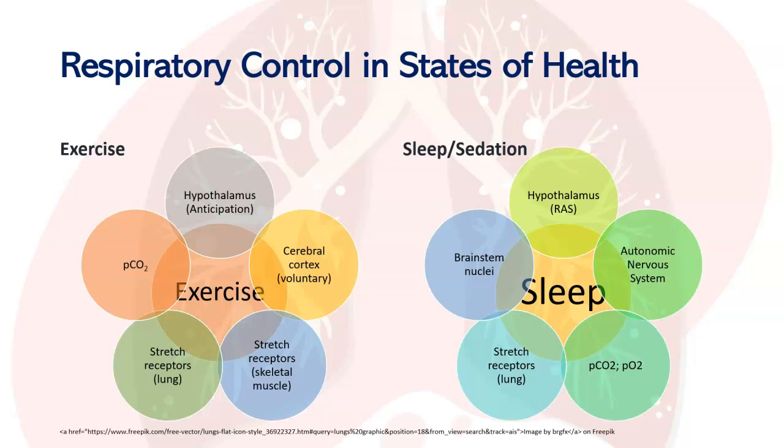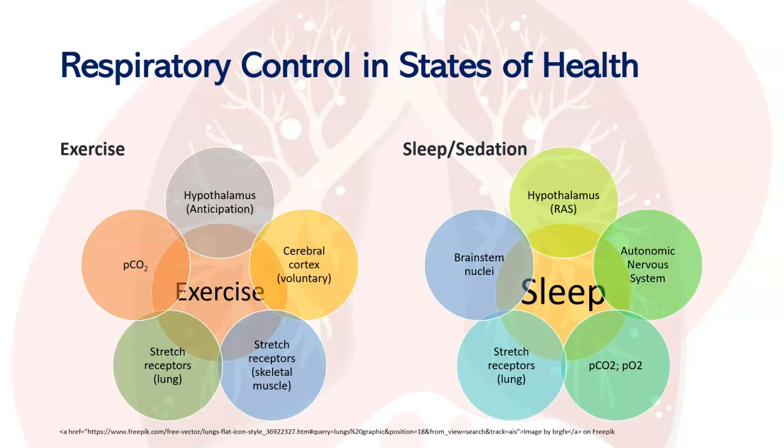If you think about states of heightened anxiety or pain, it's just the opposite of what happens in sleep and sedation. There's increased stimulation of the reticular activating system with an increase in activity of the autonomic nervous system, particularly the sympathetic system, which stimulates the brainstem nuclei. And also these changes, particularly in the reticular activating system, can increase the central chemoreceptor response to PCO2, so it makes it more sensitive to PCO2. So a lesser rise in PCO2 causes a greater increase in respiratory rate and minute volume.